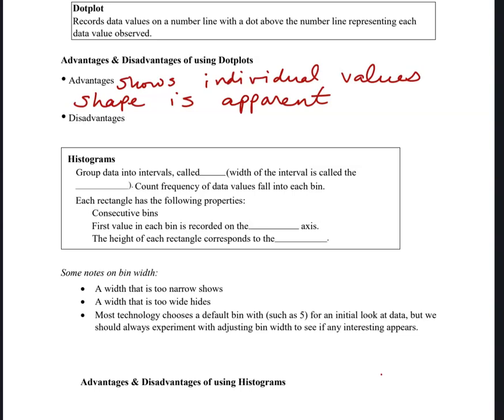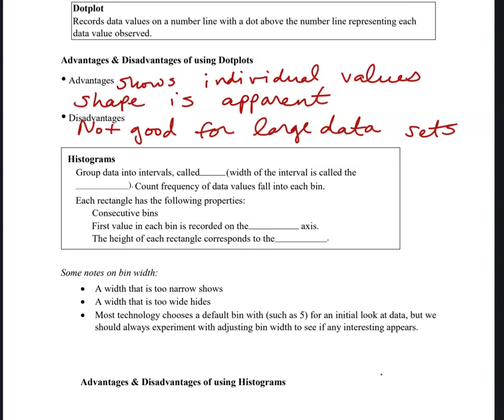A couple disadvantages. Probably the biggest one is that it's not good for large data sets. You can see that it records every individual data value in that set. If you've got really, really large, like 1,000 data points, that's a lot, and that gets pretty messy on the graph pretty quickly. So in that case, we would probably use something instead called a histogram.